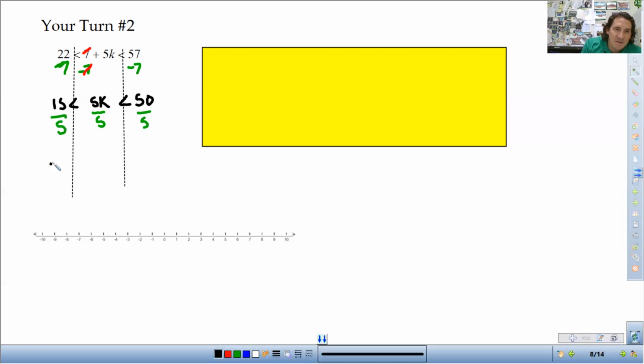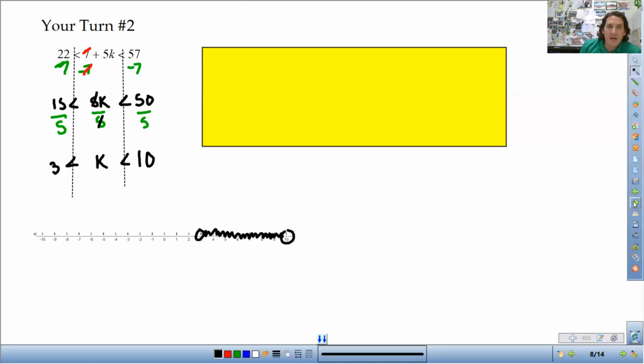15 divided by 5 is 3. The 5's in the middle cancel out, just left with k. 50 divided by 5 is 10. So open circle at both, no line underneath, no line underneath. So endpoints at 3 and 10, and then I shade in between the endpoints.